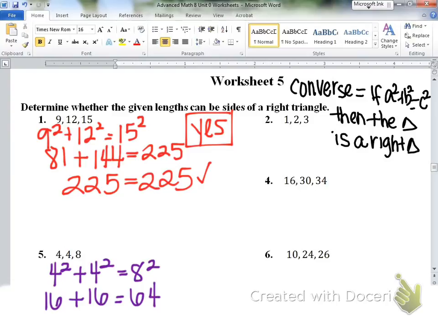And then do the math really quick. What's 16 plus 16? 32. So 32 equals 64. Is that a true statement? No. This looks like a 22, but it's actually a 32. So 32 does not equal 64. So is number 5 a right triangle? No. Okay, so if you get a true statement at the end, yes, it's a right triangle. If you get a false statement at the end, no, it is not.